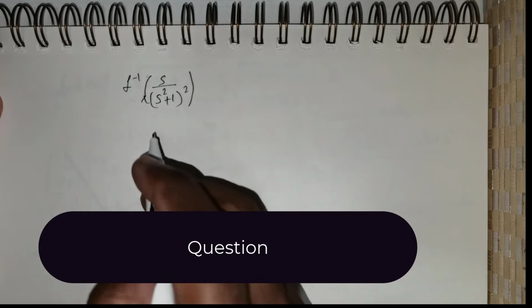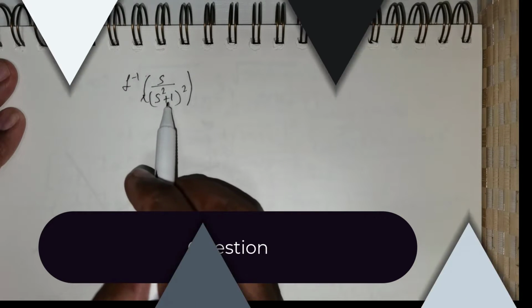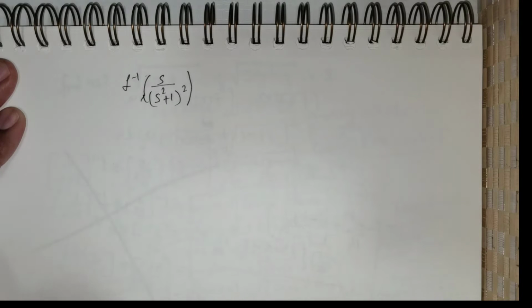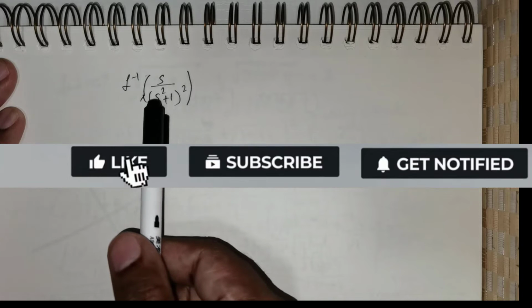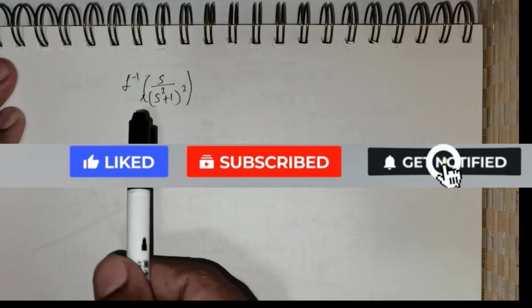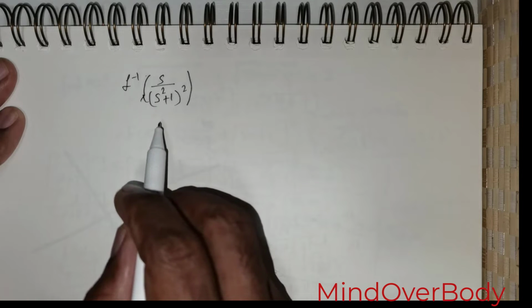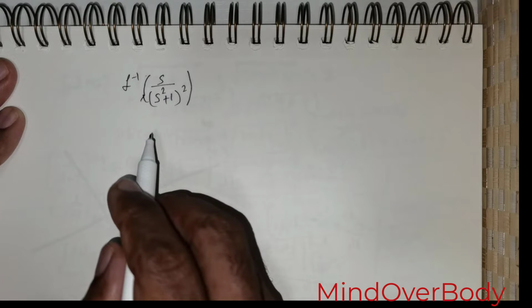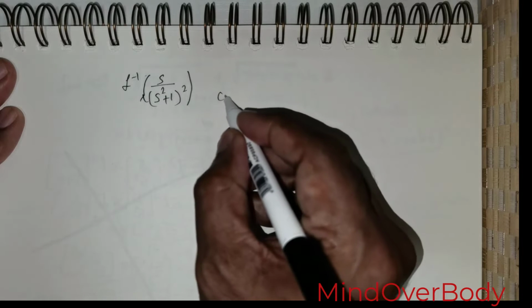Welcome students, we've been given this question to find the Laplace inverse of s over (s squared plus 1) raised to the power of 2. Of course, I've already explained to you that questions of this nature can also be solved using partial fractions, but the only thing is that it is very cumbersome. So for that, we would have to resort to an easier technique, what is called convolution.